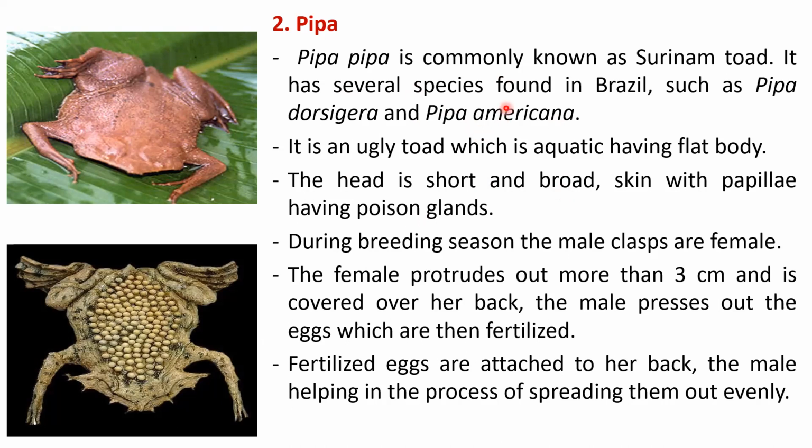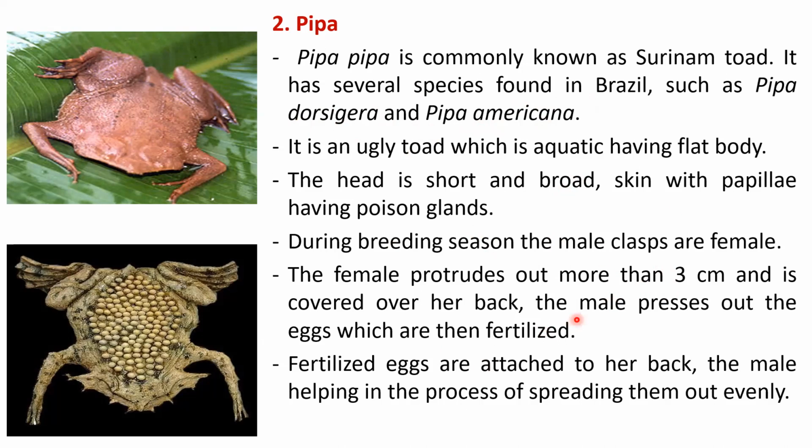This is the toad. It is a large-sized frog, and this Pipa pipa is found in Brazil. It has two species, Dorsigera and Americana. These are the two species found in Brazil. If you see the structure of their body, the head region and the body are a little bit flattened, and these frogs have poisonous glands. The head region is short, the body is broad. Then it is noted that the breeding process takes place between the male and female.